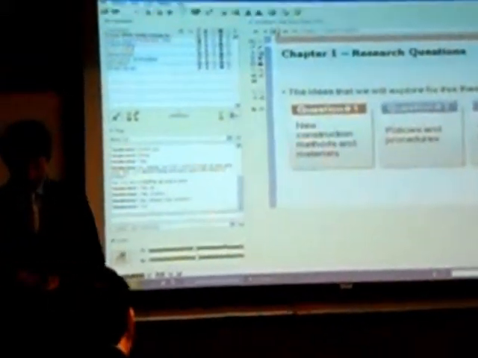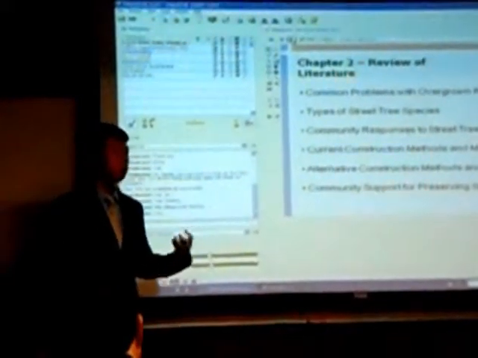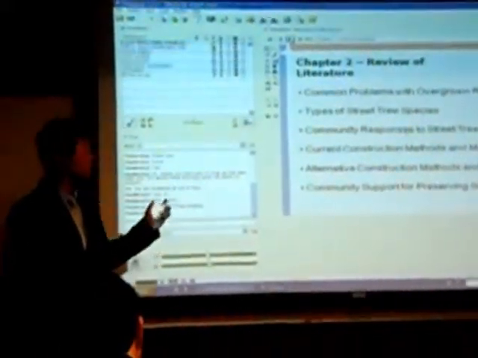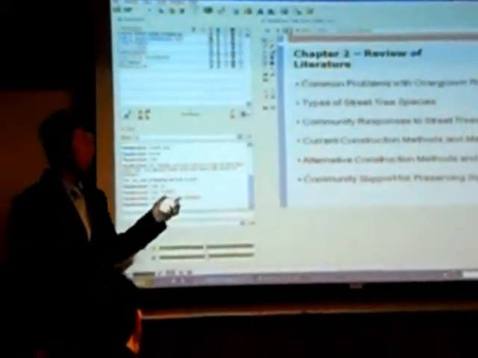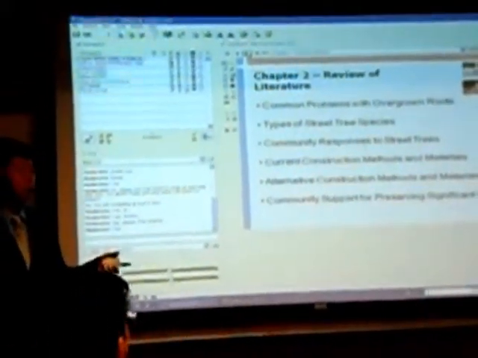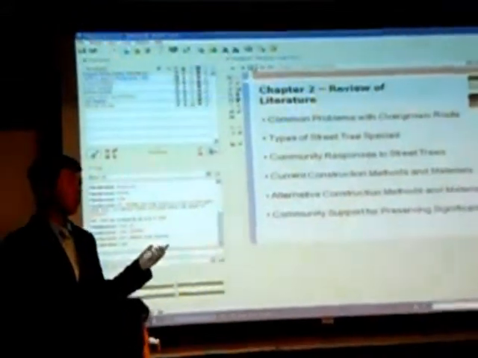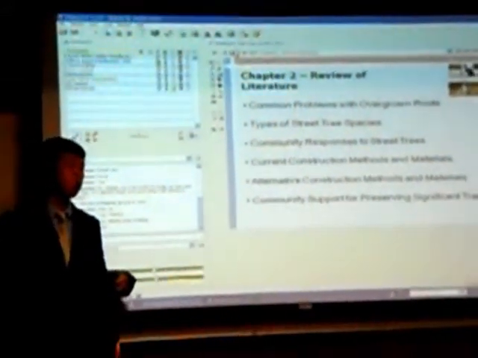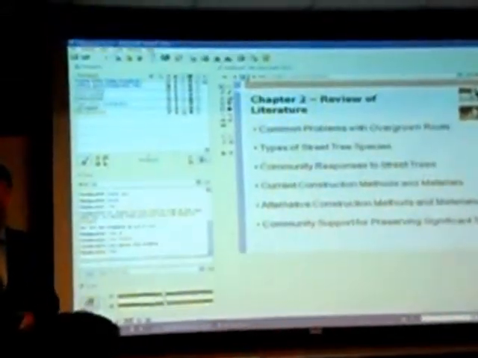In our review of literature, we addressed these 6 areas, because they are all important variables that affect sidewalk repair and street tree preservation.